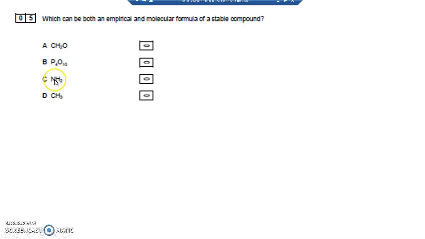NH2, nitrogen has 3 bonds because it's in group 5 of the periodic table and wants to gain 3 electrons, so it'll have 3 covalent bonds like NH3. It won't have 2. CH3, carbon has 4 bonds, not 3, so CH3 isn't correct. CH2O is correct, so you could have carbon to oxygen double bond and 2 hydrogens. That would be methanal.